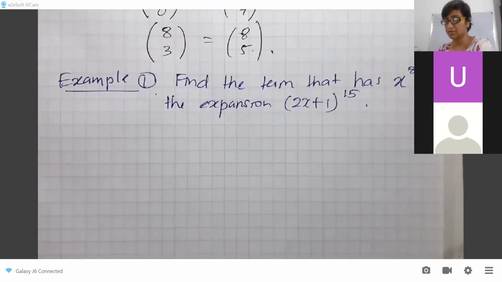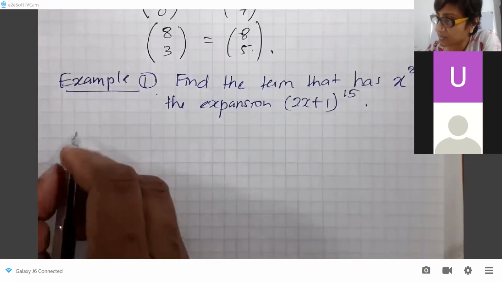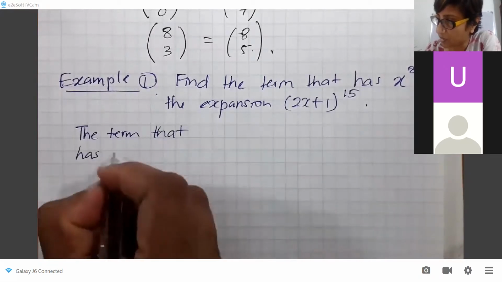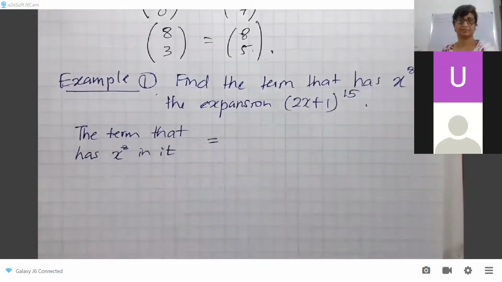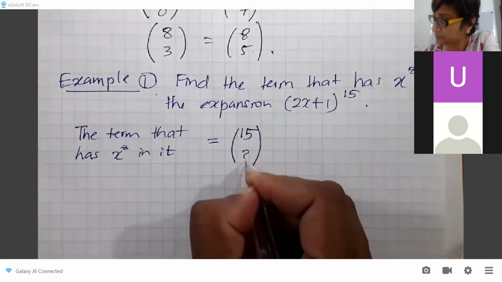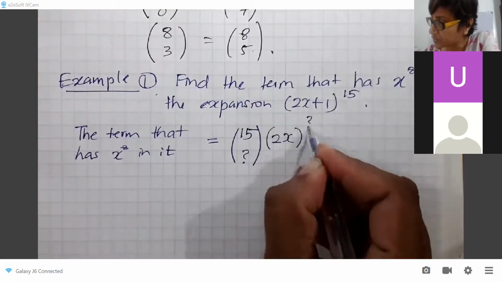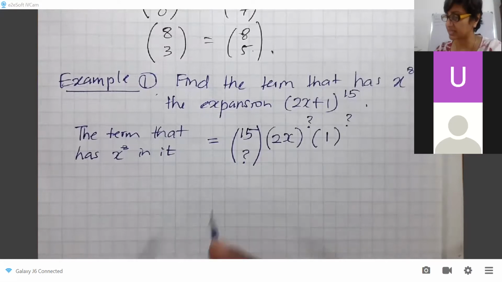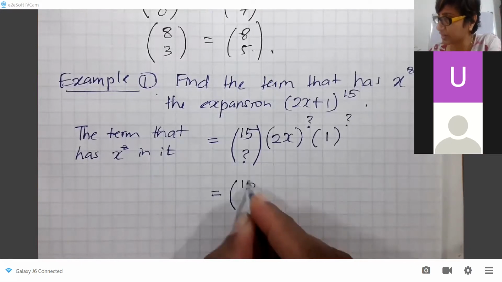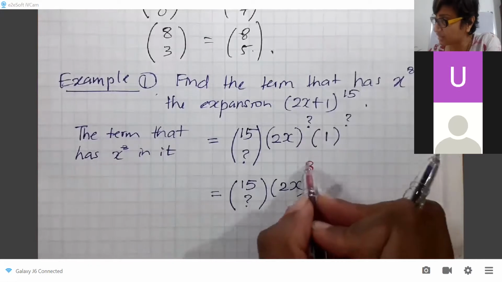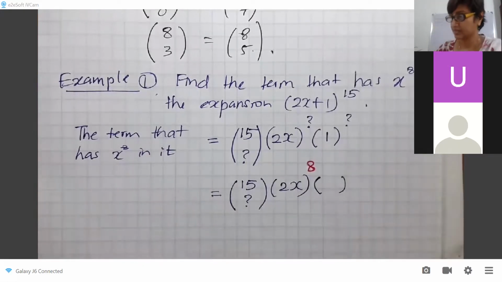This is how you do it. So let me write it out. You copy what I'm writing. You say the term that has x to the power of 8 in it is, I know this must be 15. I put a question mark here. 2x, I put a question mark here. 1, I put a question mark here. Then I figure out each question mark. I'll do that in the next step. I start with this. 15 question mark. You can do it here itself, since it's the example I'm showing you. This is what I can figure out first. It has to be 8. So this is what you start with.